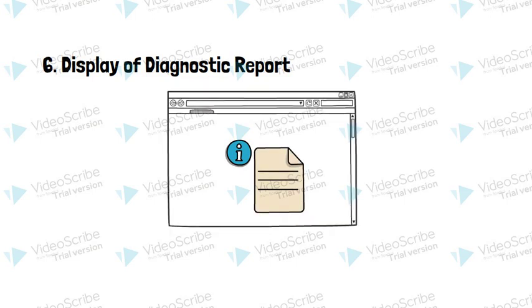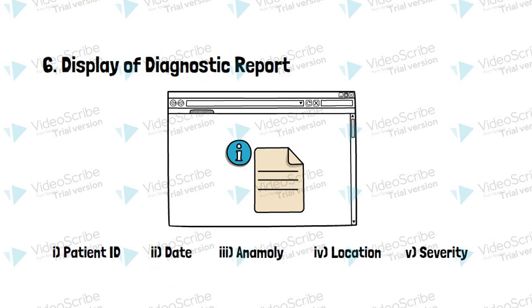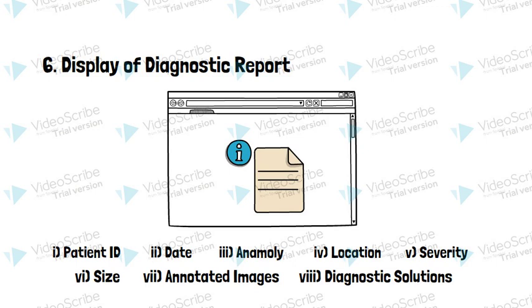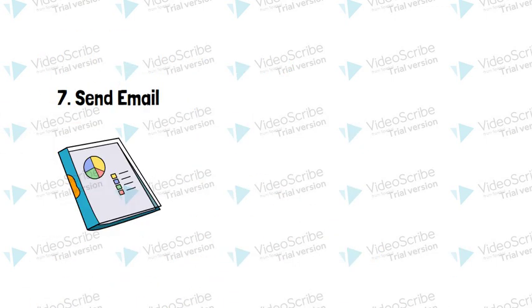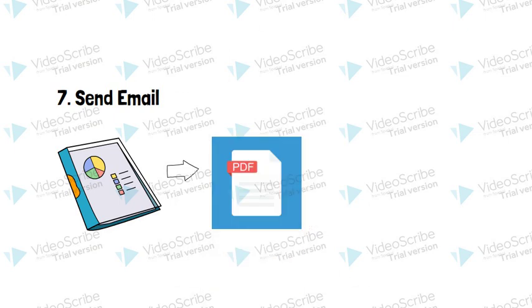The results are displayed on the web platform, showing the patient ID, date of X-ray, detected anomaly, its location, severity, size, annotated images, similar cases, and diagnostic solutions. Radiologists can then format this information into a comprehensive document using Python's ReportLab. This document is then emailed to the patient.